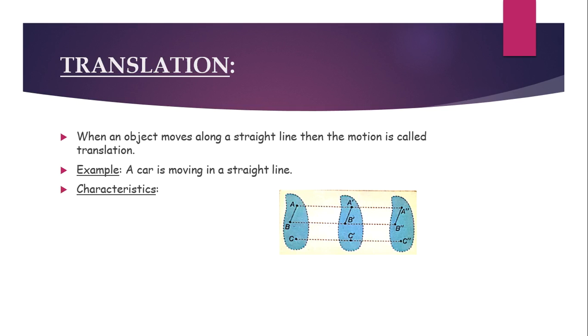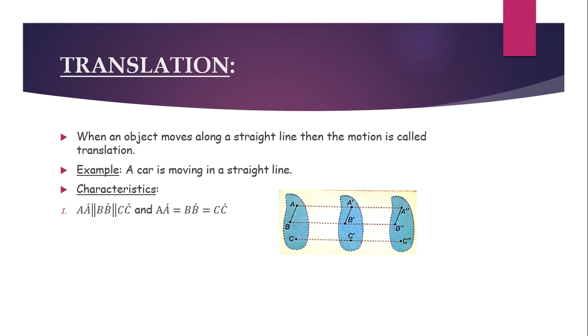Characteristics of translation. Suppose this is an object and it is moving in a straight line. We consider three positions of this object in its path. This is position 1, this is position 2 and this is position 3. We consider 3 points A, B and C in position 1, A prime, B prime and C prime in position 2, and A double prime, B double prime and C double prime in position 3.